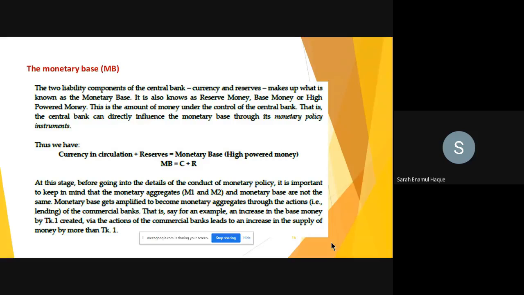Now, remember the two liability components of the central bank. We're talking about the central bank, not the commercial banks we have seen. But think about the central bank: currency and reserves. That means the total reserves that the central bank itself has, and the total currency that it has. These two make up what is known as the monetary base.